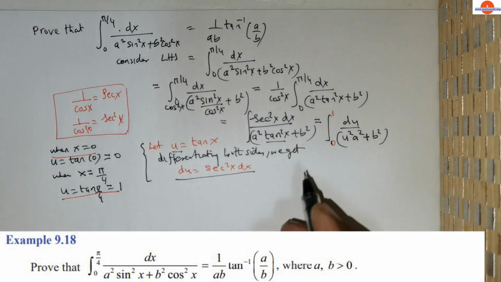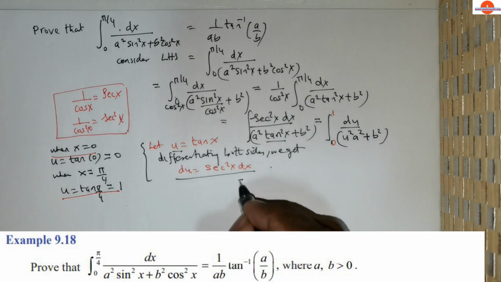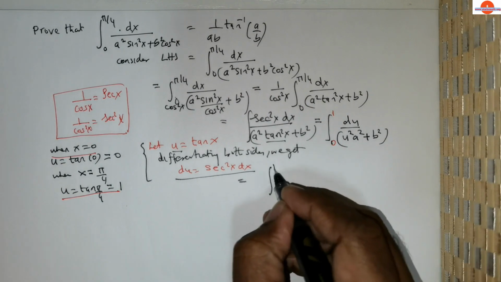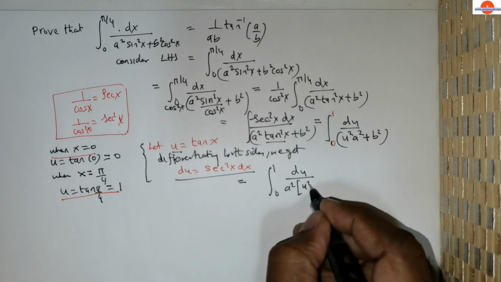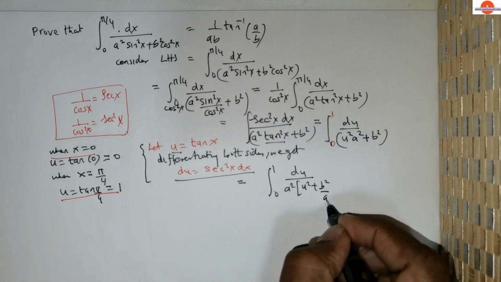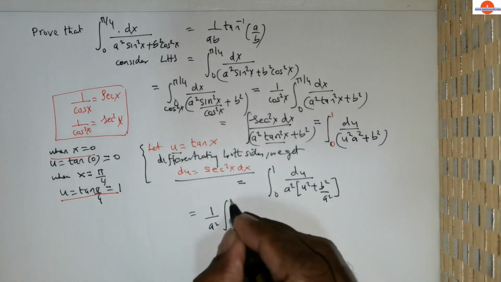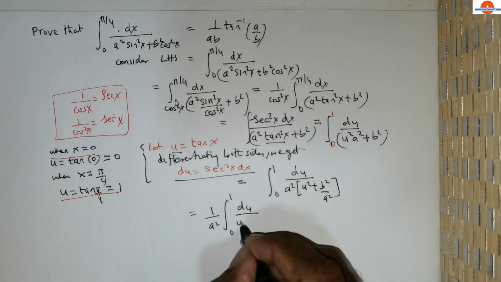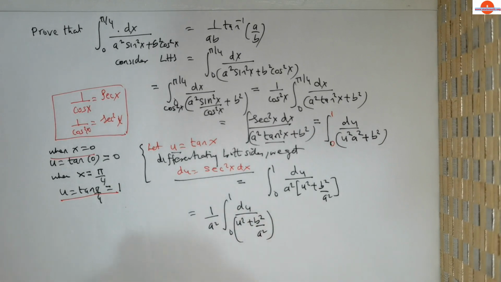Now what I'm going to do is take a squared out of this. So this would be rewritten as the integral from 0 to 1 of du divided by, I take a squared out, I get u squared plus b squared divided by a squared. I can rewrite this as 1 over a squared times the integral from 0 to 1 of du divided by u squared plus b squared divided by a squared.